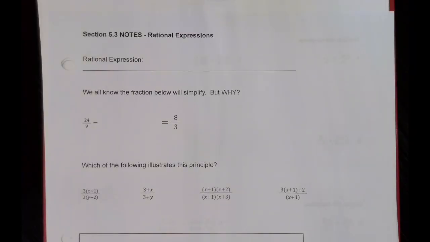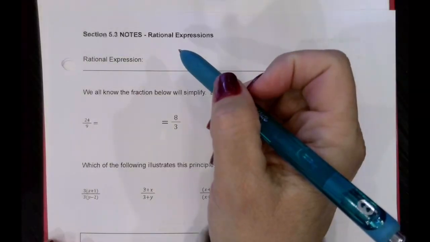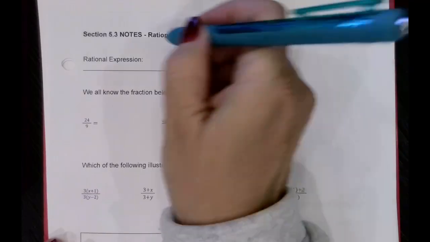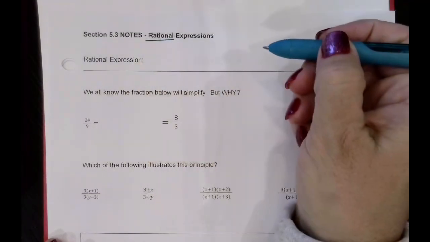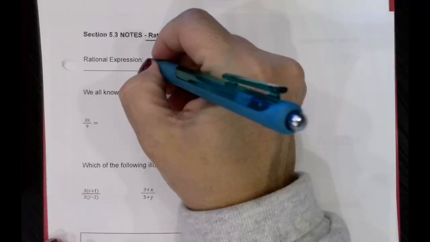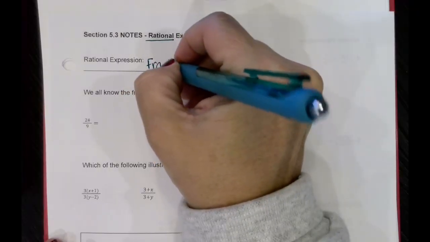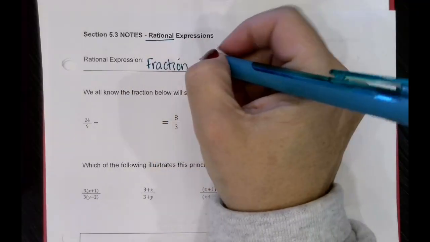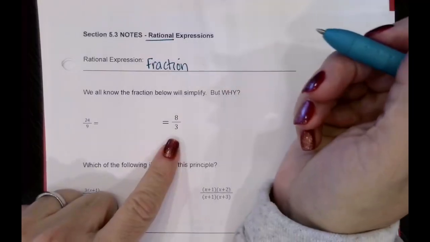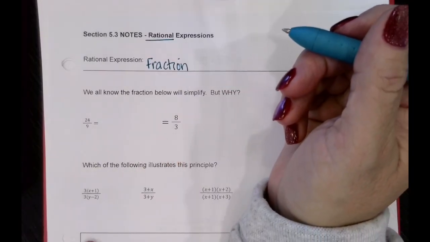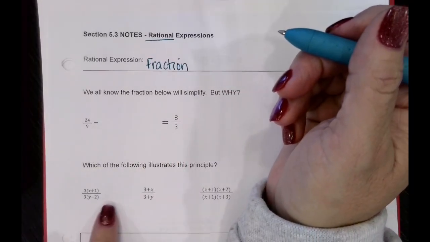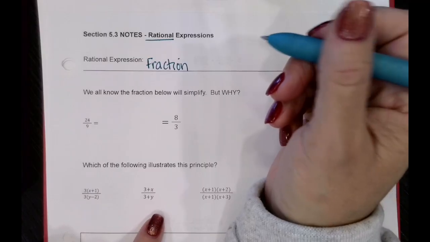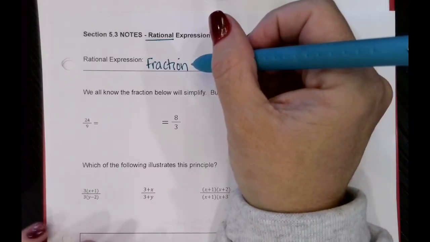Okay, so this is a different concept. I know that we're still in chapter 5, but we're moving away from quadratics and we're looking at rational expressions. So rational expression, just think of this as fractions. These are fractional expressions. And so we have fractions like this, 8 over 3, but now we're putting our variables in here and we're going to create fractional expressions.